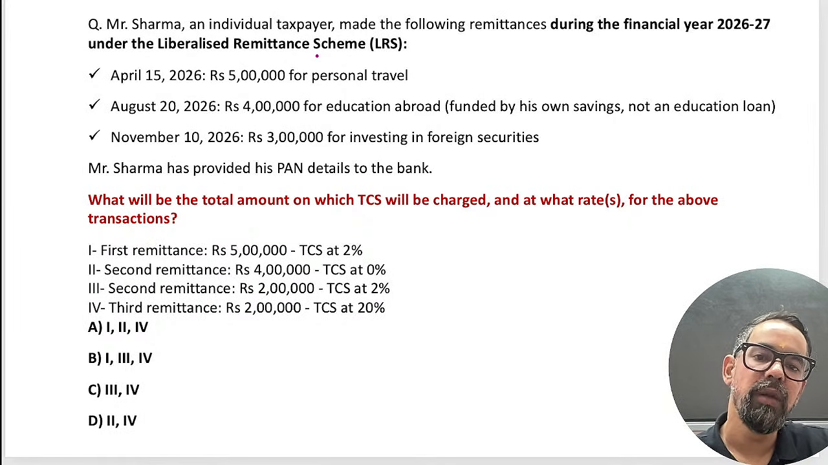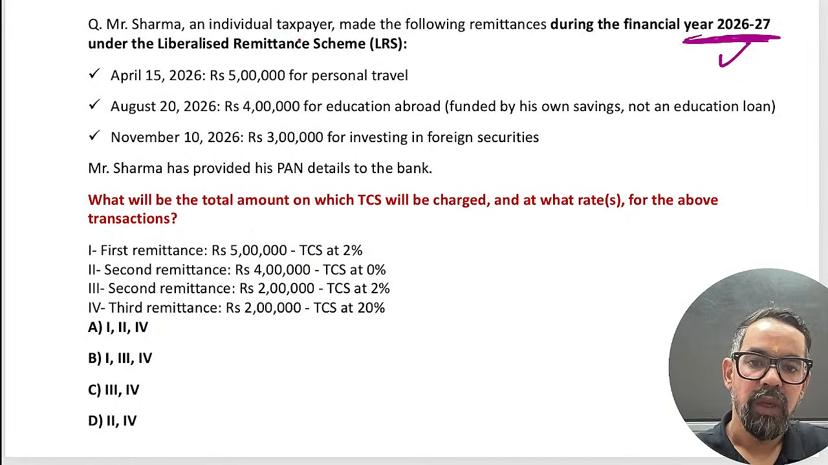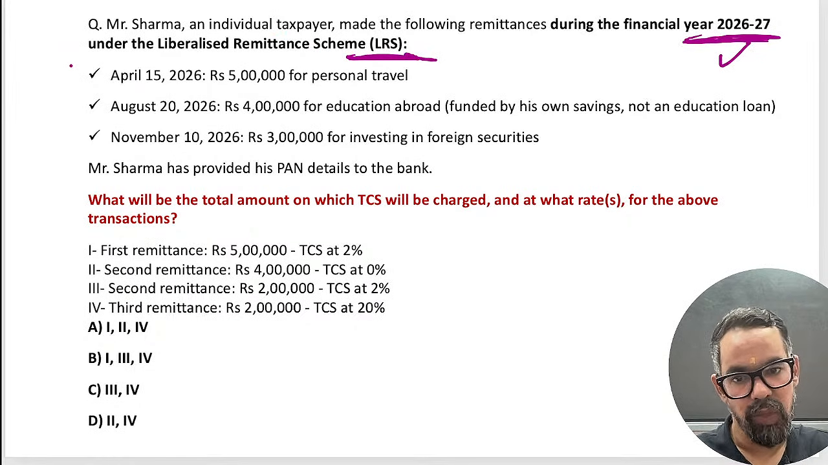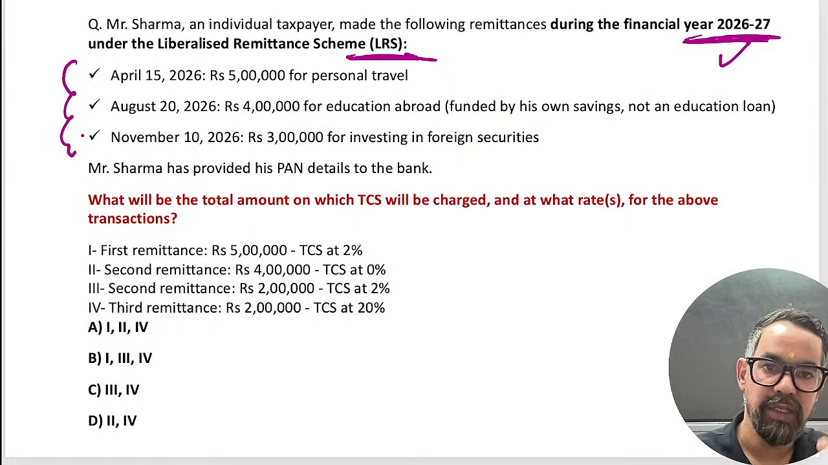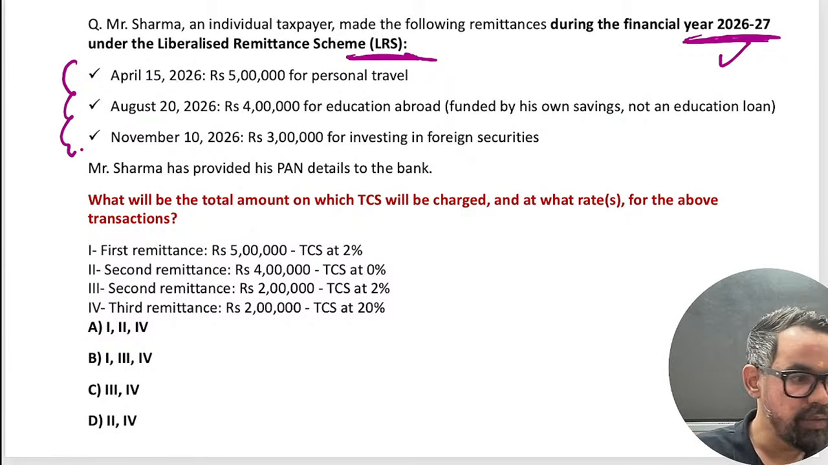Mr. Sharma, an individual taxpayer, in this current year, you have to use the current one. So LRS. Or if they do not mention anything, assume it as the current year. So assumptions are always with the current one.